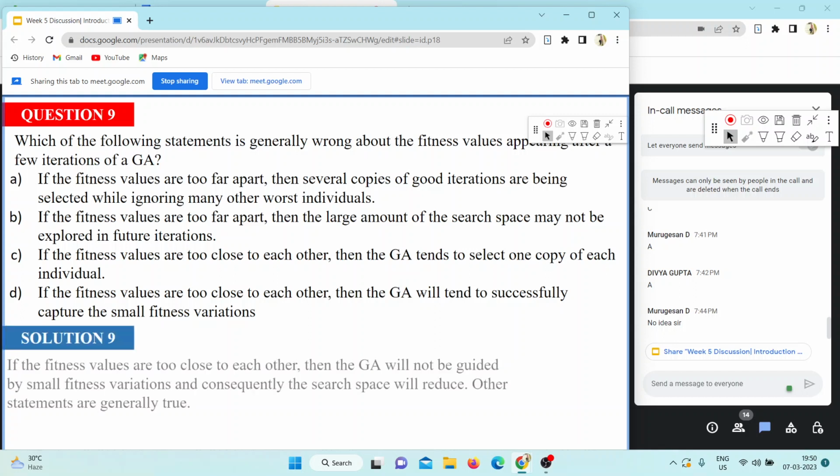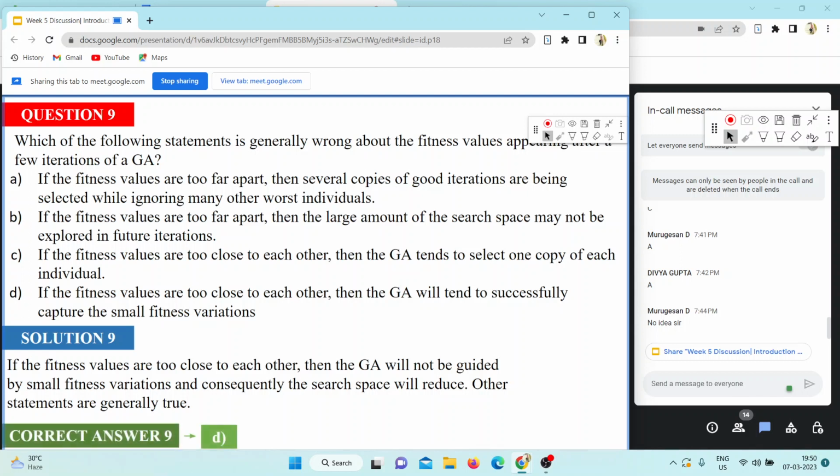Okay, so no guesses. Here, if fitness values are too close to each other, then GA will not be guided by small fitness variations, and consequently the search space will reduce. So here, what happens is, it is asked which one is the wrong statement.